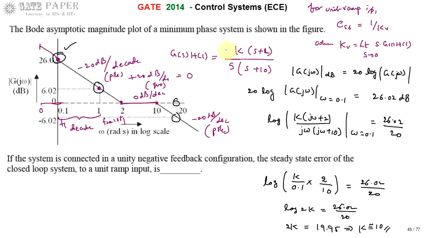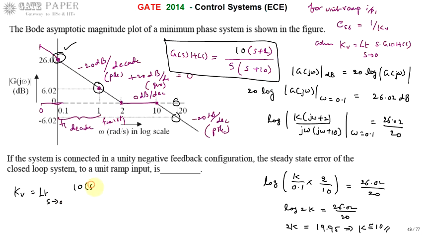Now G(s)H(s) can be treated as 10 times (s plus 2) divided by s times (s plus 10). This will be the transfer function. From this we need to calculate Kv. Kv is equal to the limit as s tends to 0 of s times G(s)H(s). The s and s cancel, so Kv is the limit as s tends to 0 of 10 times (s plus 2) divided by (s plus 10). As you substitute s equal to 0, it becomes 20 by 10, which is nothing but 2.